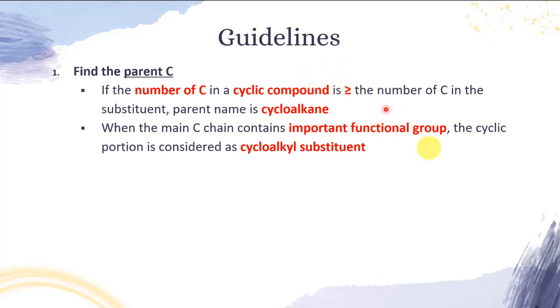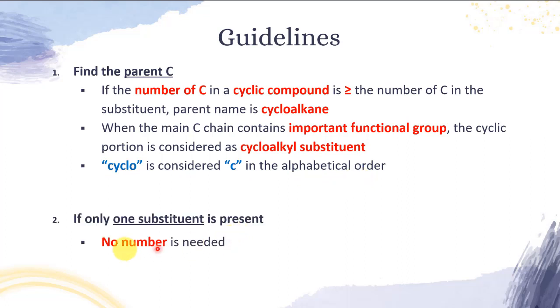Who will be the parent? The parent will always have the priority. Cyclo, the letter C, will be considered in your alphabetical order. If only one substituent is present, no number is needed. So in the naming, you don't have to put number 1.